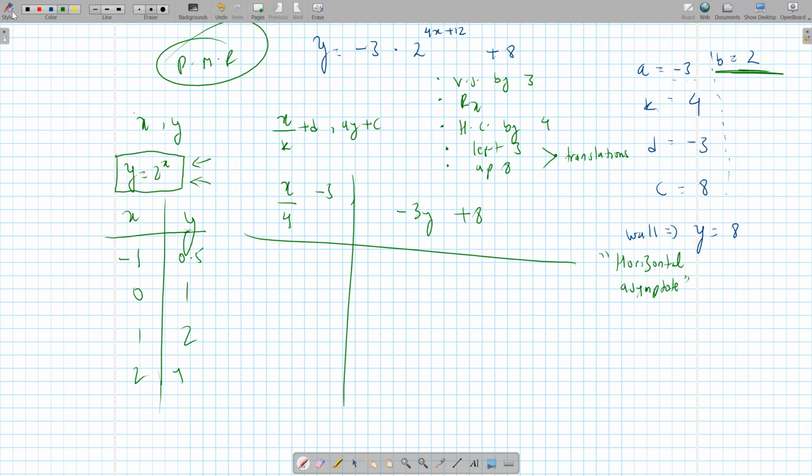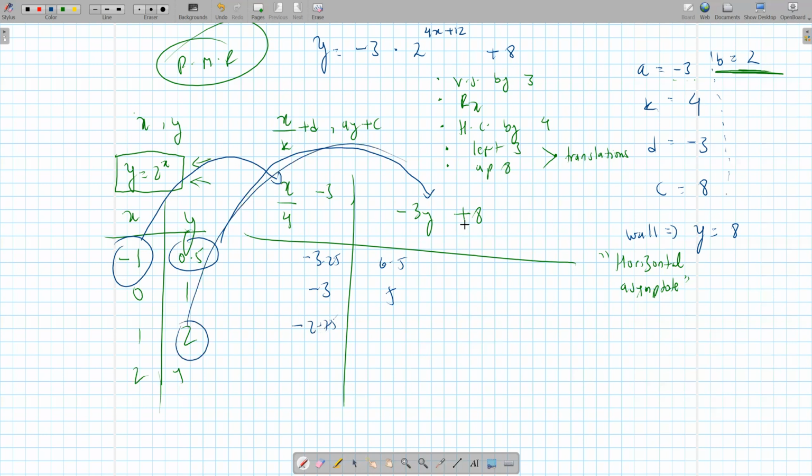Now what are we going to do? We are going to plug and chug, I like to call it. I'm going to put -1 in there, and 0.5 as y. Here you can use a calculator, honestly, because these numbers are not nice. So -1 divided by 4 minus 3 gives me -3.25. Similarly, I'm going to plug 0.5 in there as y. That gives me 6.5. Then you keep going. 1 divided by 4 minus 3 is -2.75, and I'm going to plug 2 in there as y. -3 times 2 plus 8 is 2. 2/4 is 0.5 minus 3 is -2.5, and 4 in there, -12 plus 8 is -4. Cool?